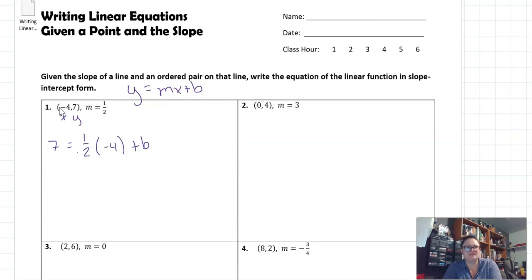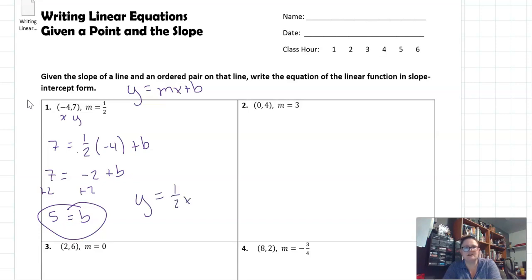So now I just have this equation. I need to figure out what b has to be. 7 should be 1/2 of -4, which is -2, plus b. Add 2 to both sides. 5 equals b. So if b is 5, now this is the hard part. We're not done just because we solved the equation. Now we've got to plug that back in. Our final answer is y equals, slope is 1/2 x plus 5. That's my final answer.